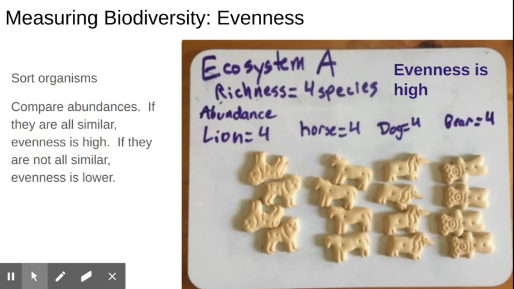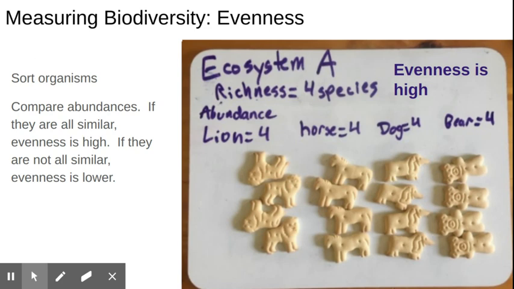So then our last step is looking at our evenness. And evenness, remember, is just comparing the abundances. So we already got our abundances. And in this case, our abundances were all exactly the same. So we can say that if our abundances are similar, we would say evenness is high. So in this case, they're all the same, so our evenness is very high. If they're not similar, the evenness would be lower. This is more of a relative scale that we really use for comparing between ecosystems, not really for giving an outright number.